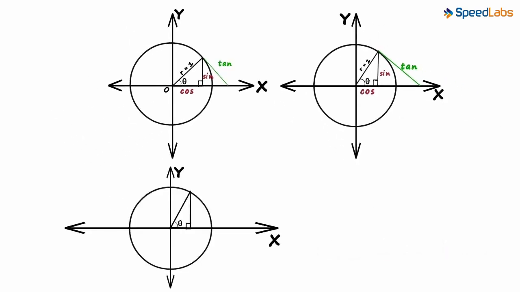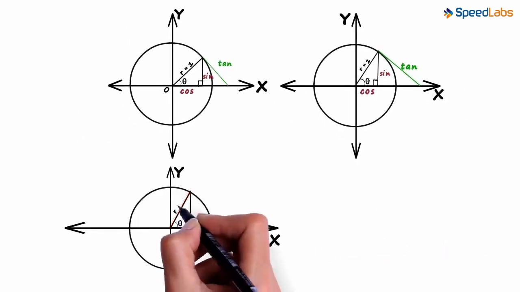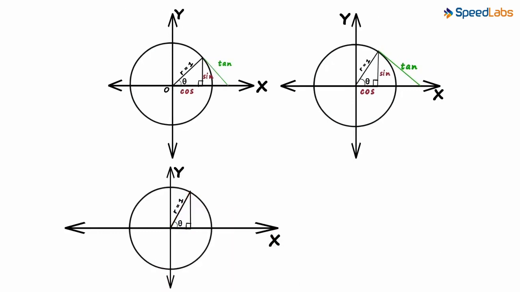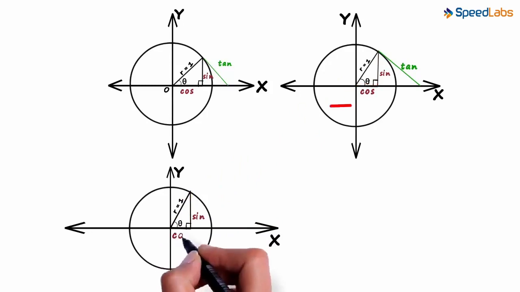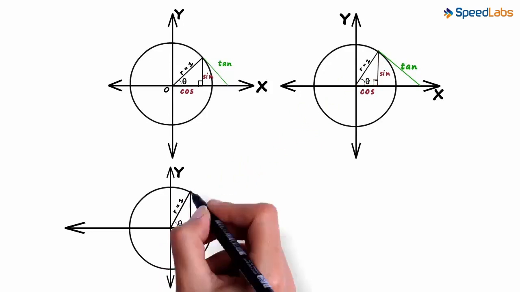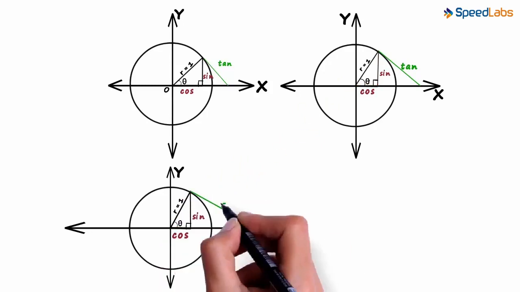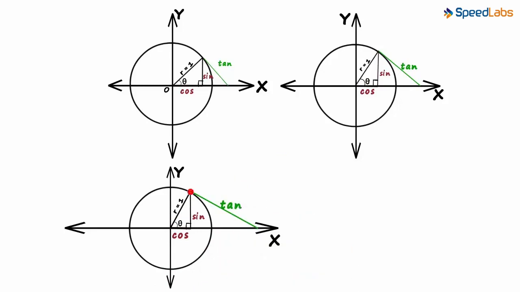This is how it will look. The hypotenuse still remains 1 as it is a unit circle. Sine has increased even more, and cos has decreased again. And the length of the tangent has increased as this point has moved further up. So again, as theta increased, sine and tan increased while cos decreased.